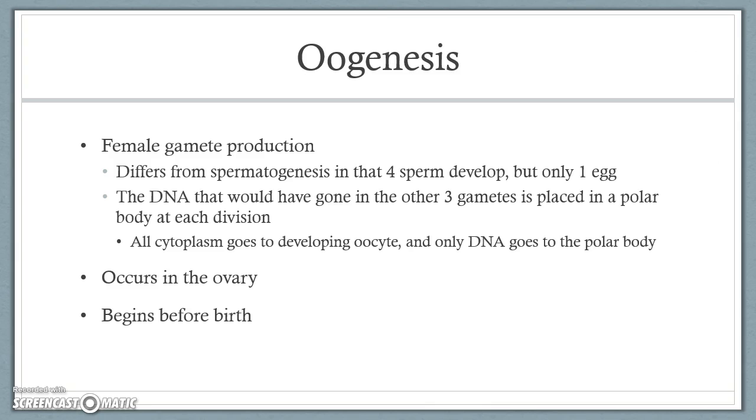Female gamete production is called oogenesis. It occurs much the same way as spermatogenesis, with some slight differences. At the end of oogenesis, there is only 1 ovum or egg produced instead of 4. The cells still undergo division of the DNA, but the DNA from the other 3 cells is put into small cells called polar bodies. Oogenesis occurs in the ovary, and another difference between genders is that it begins before birth.